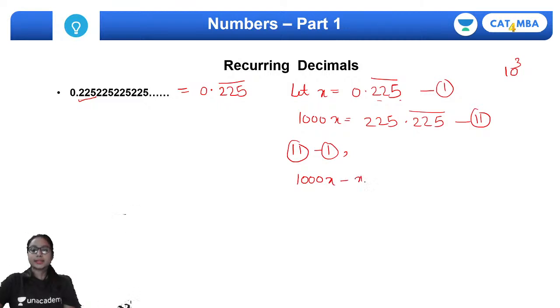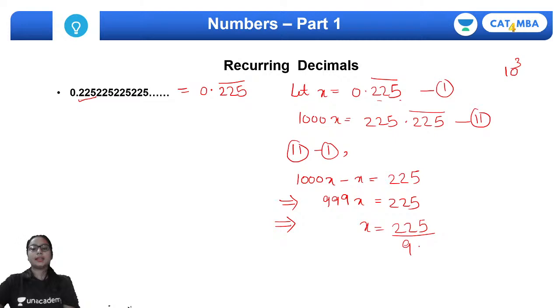1000x minus x is equal to 225. Now this would be equal to 999x is equal to 225. So from here I will get that x is equal to 225 upon 999. Okay, so we have successfully converted the recurring decimal into the fractional form.